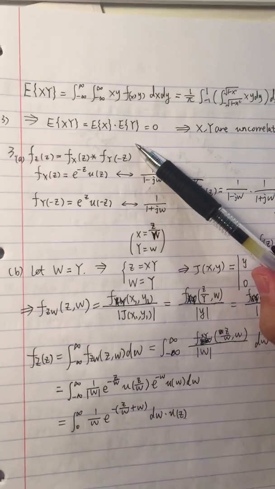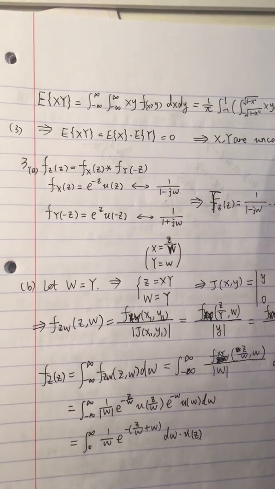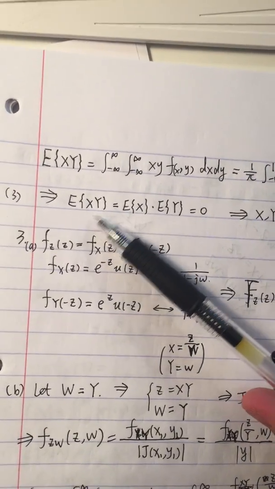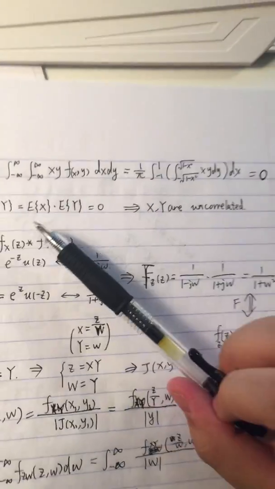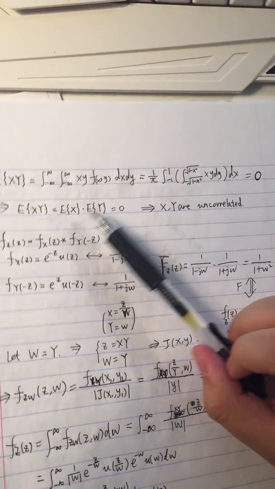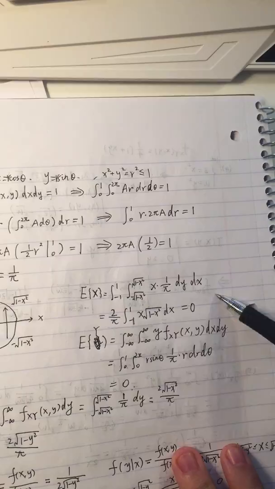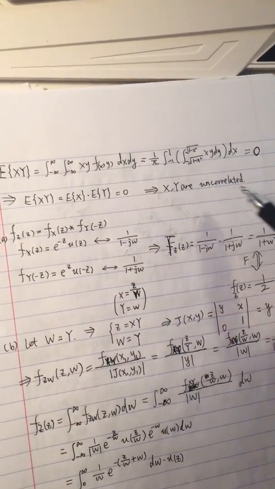For the third question, if they are uncorrelated: because E[XY] is equal to 0, and E[X] and E[Y] are also 0, they are equal. So X and Y are uncorrelated.